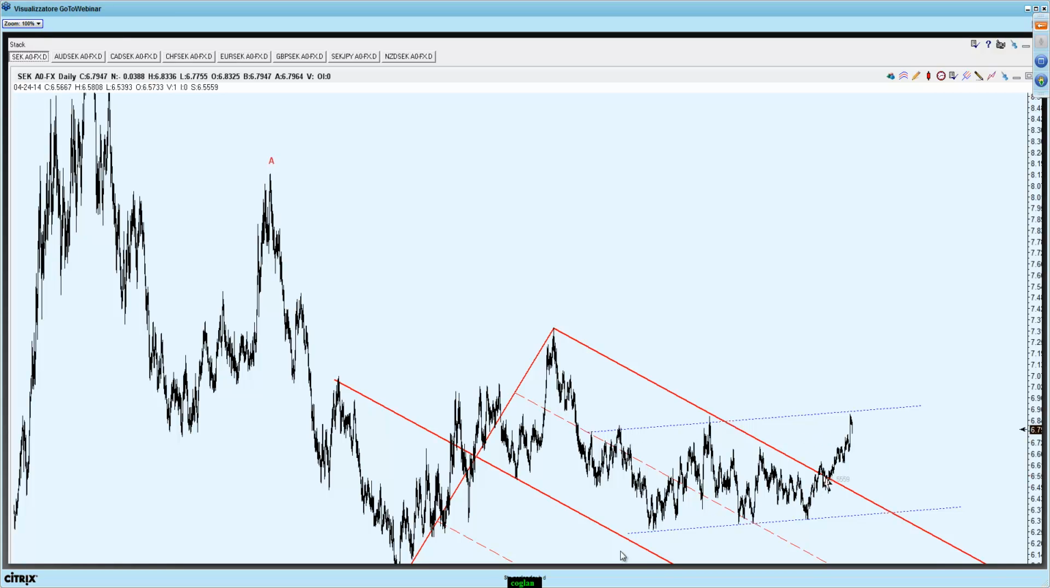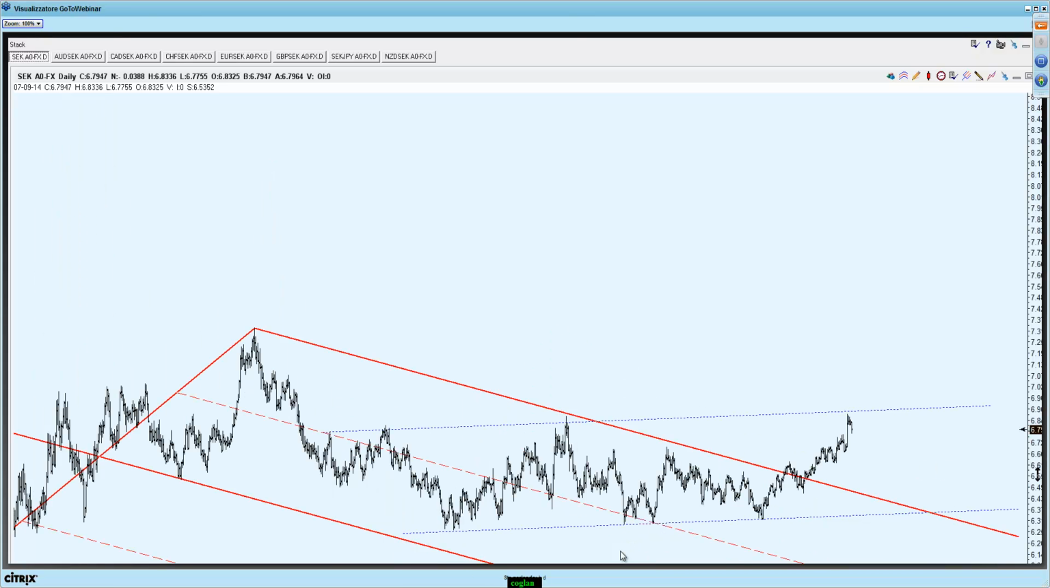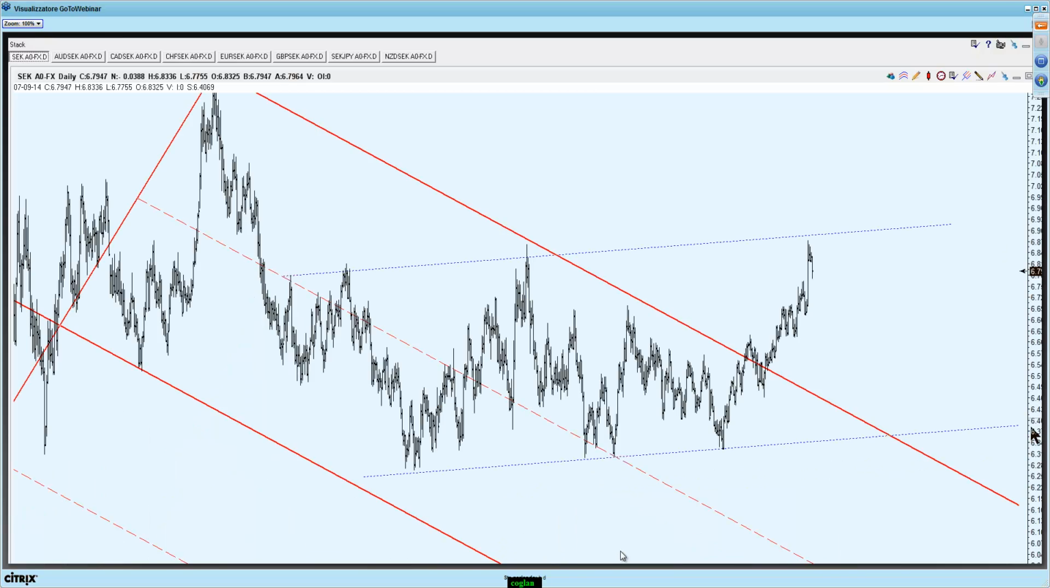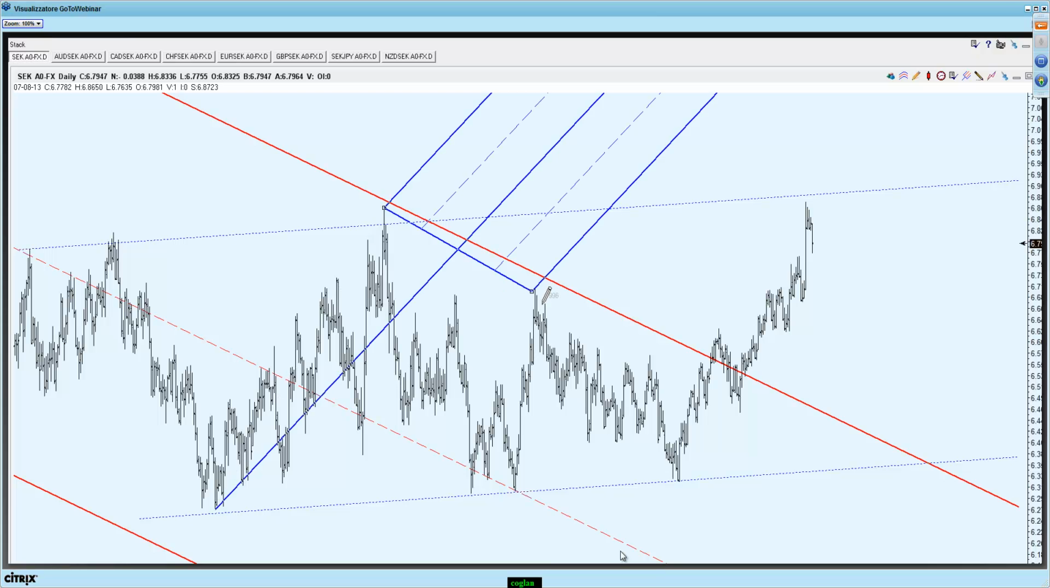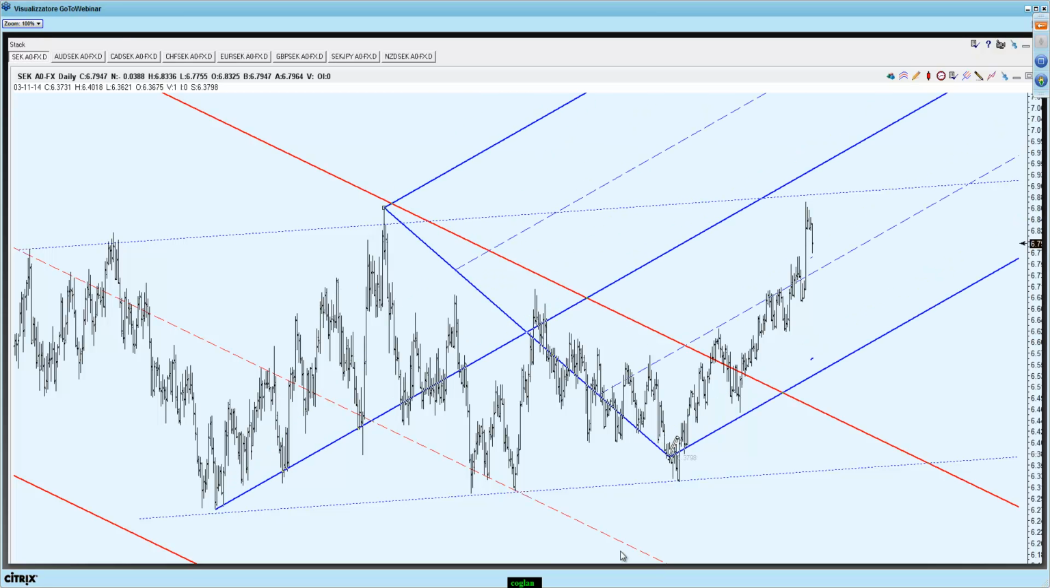breached this upper parallel. Hang on a sec, I am missing a fork. Just give me a sec here. When we get a change of behavior, something breaches to the upside, I know I draw a fork. I know where it's gone. Here we go. A, B, C.